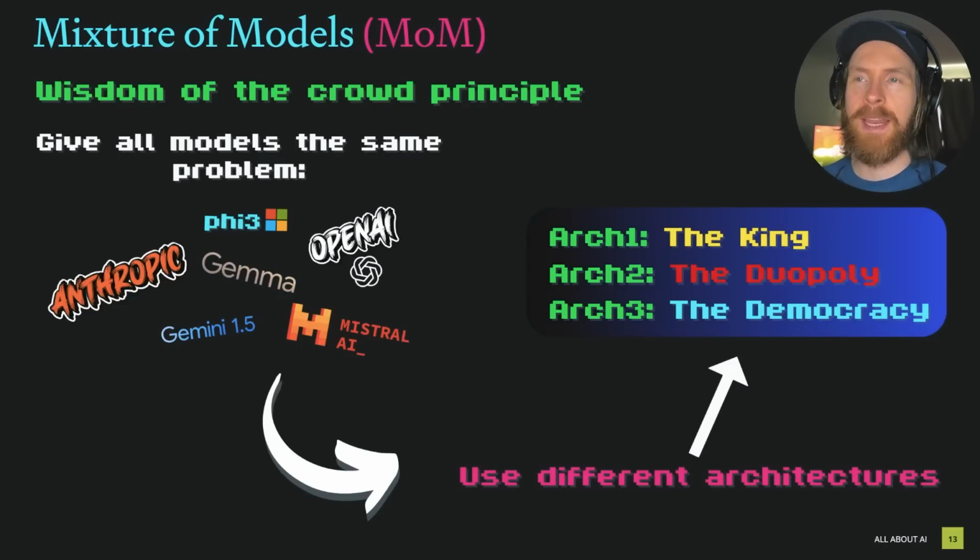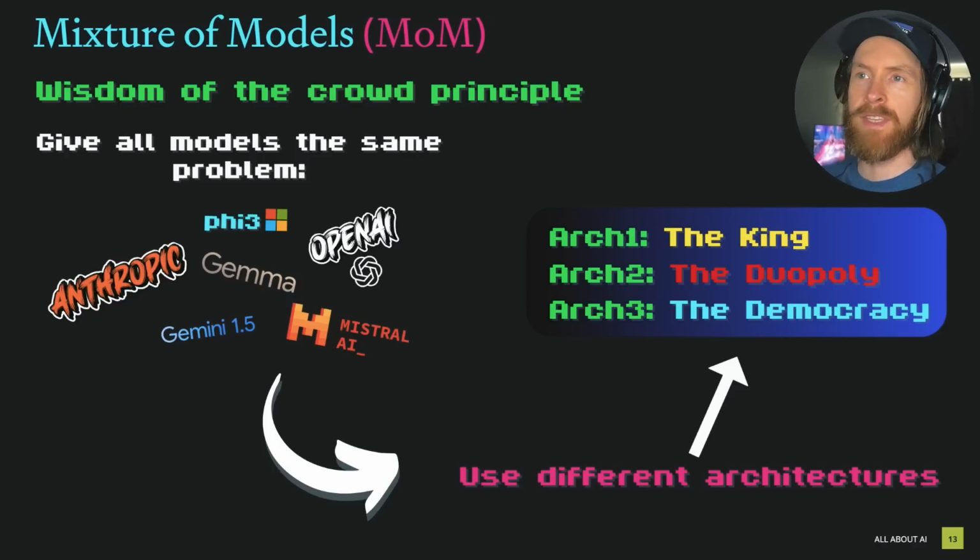Let me just start by explaining what I mean by mixture of models. This is based on the wisdom of the crowd principle, right? Basically, we're going to give all the models the same problem, and then we're going to use different architectures to extract the answers. I created 3 different architectures for this video. We have the king, we have the duopoly, and we have the democracy.